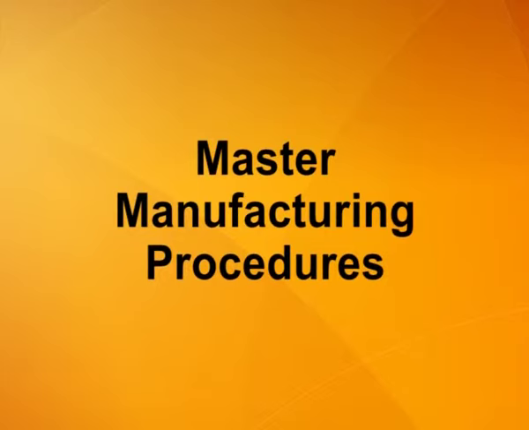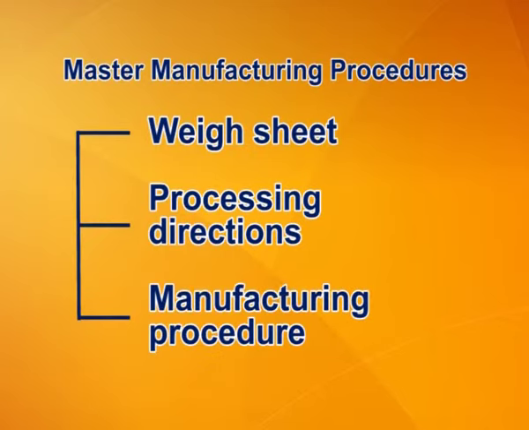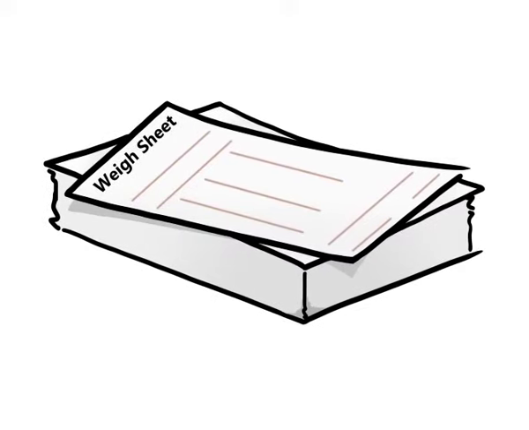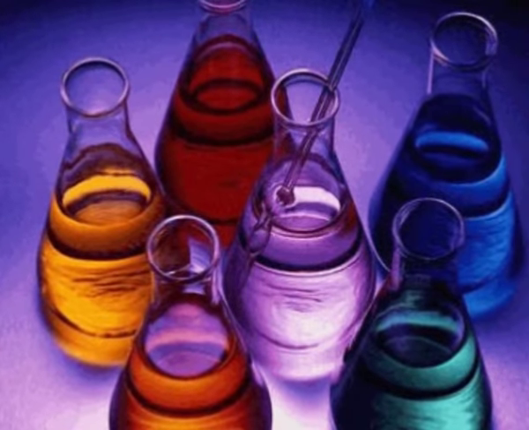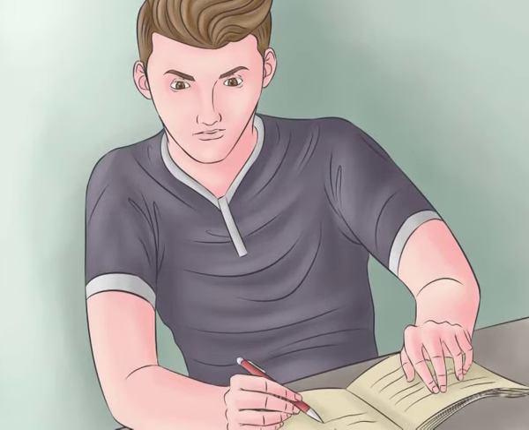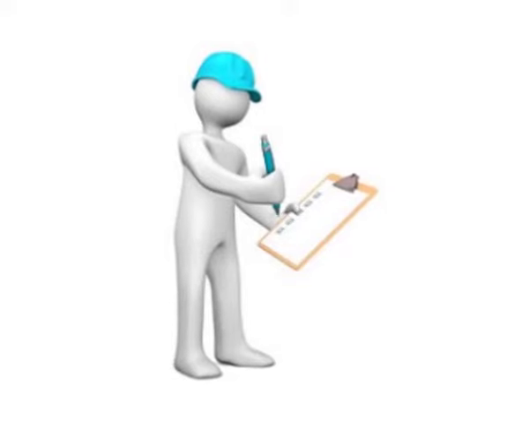Master manufacturing procedures. The 3 important aspects here are weigh sheet, processing directions and manufacturing procedure. The weigh sheet should clearly identify the chemicals required in a batch. To prevent confusion, the names and identifying numbers for the ingredients should be used on batch records. The process directions should be precise and clear. A manufacturing procedure should be written by the actual operator.